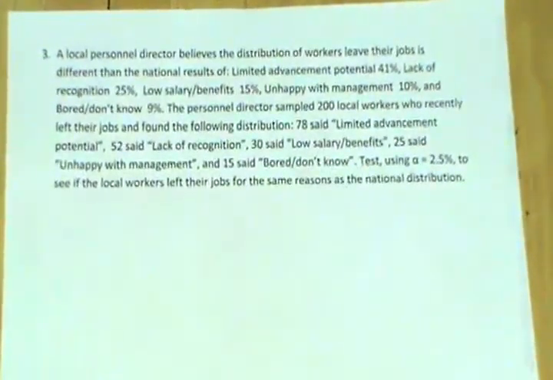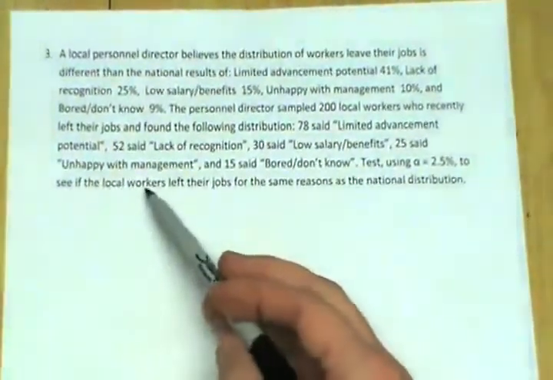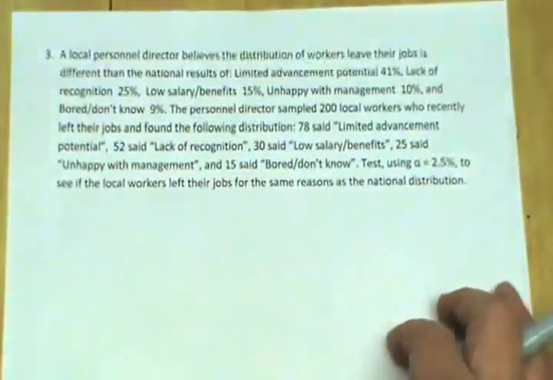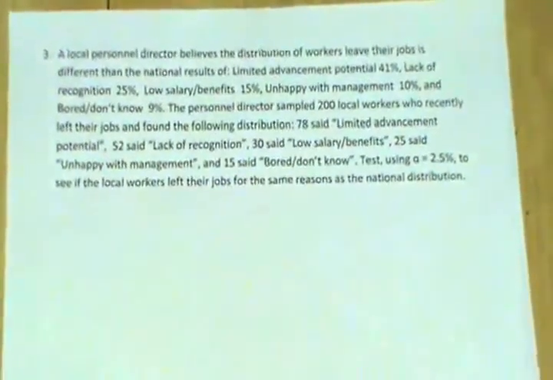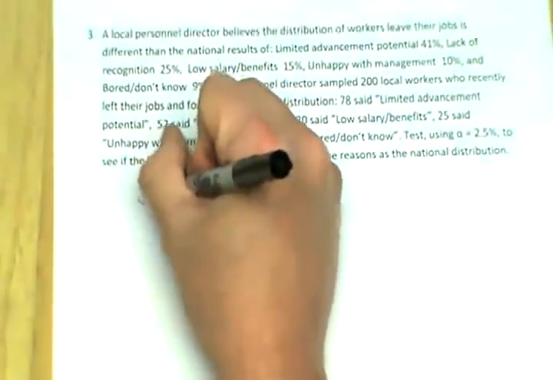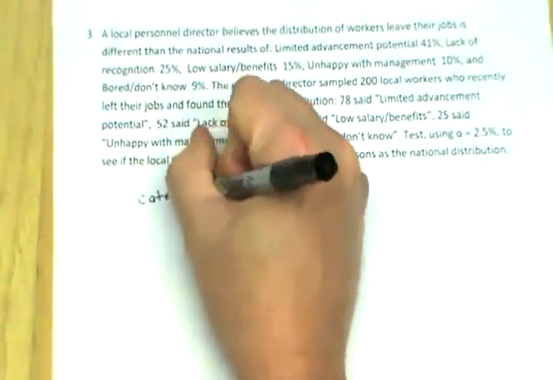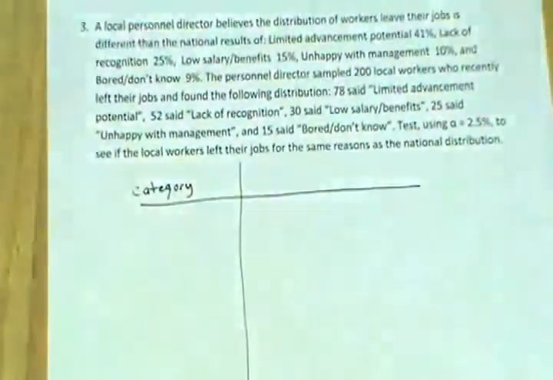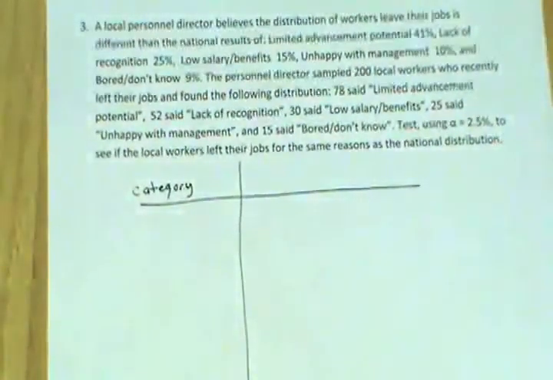So we want to test with alpha being 2.5% to see if the local workers left their jobs for the same reasons as the national distribution. All right, so that's the question. Let's break it down. We have 4 columns. The first column is called the category column. For the category, we're going to list the options that they just showed us in the problem. I'm going to switch pens because my pens weren't working too well.